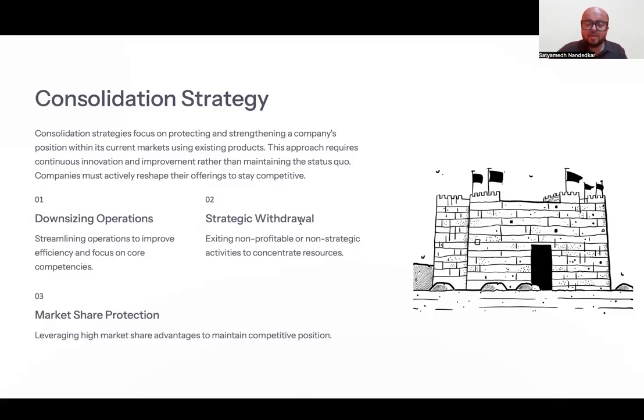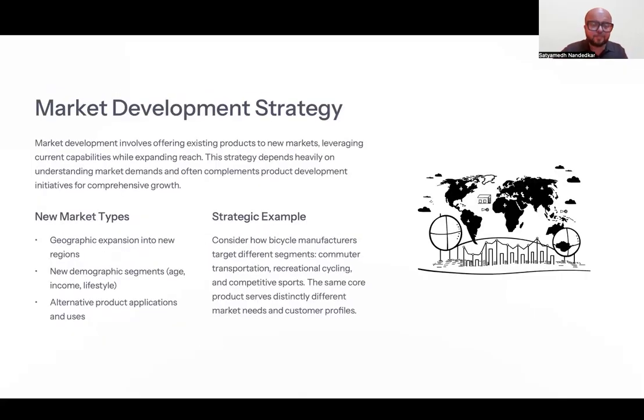Strategic withdrawal, exiting markets that no longer make sense, like Tata Motors pulling out of South Korea's Daewoo operations. That didn't make sense for the company at all, so it withdrew. And market share protection, strengthening dominance like Asian Paints, which keeps innovating its distribution and product mix to maintain leadership. Consolidation is not stagnation, it's preparation. Before you take the big jump, make sure that at least your base is set completely right.